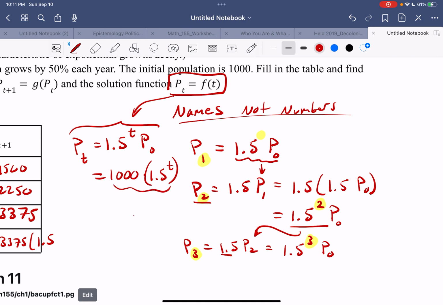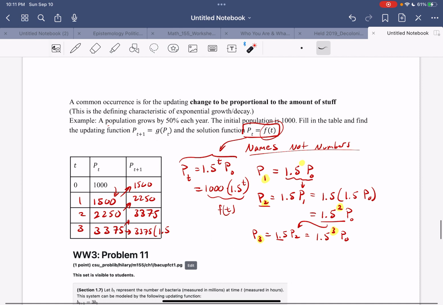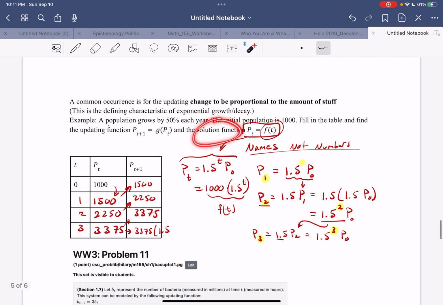So this is sort of what I meant when I wrote f of t here. Notice the only variable here is t. When I write P naught, that's not actually a variable. That's a number, that's 1,000. It's not changing, it's just the initial population. So again, for a solution function, you write out how you're finding these things in terms of P naught, or whatever your initial measurement's called.